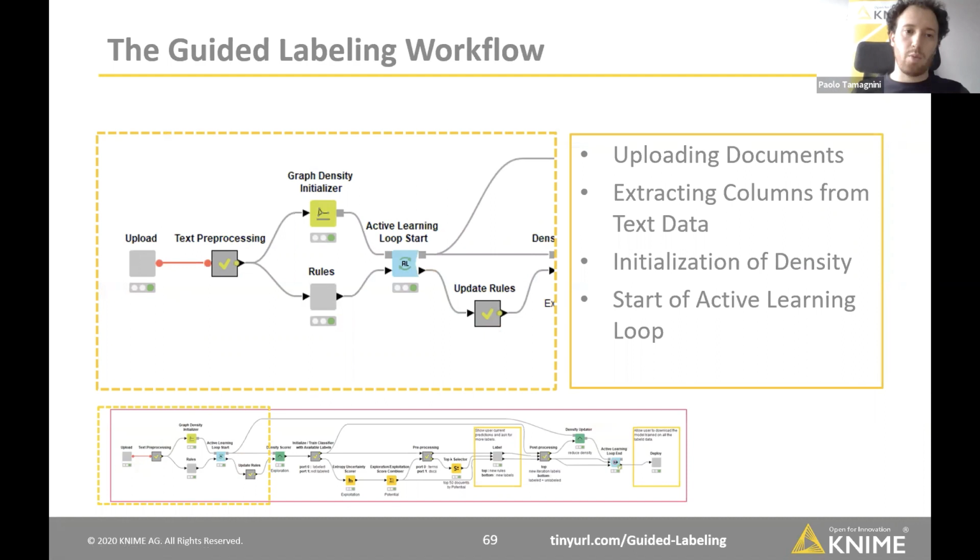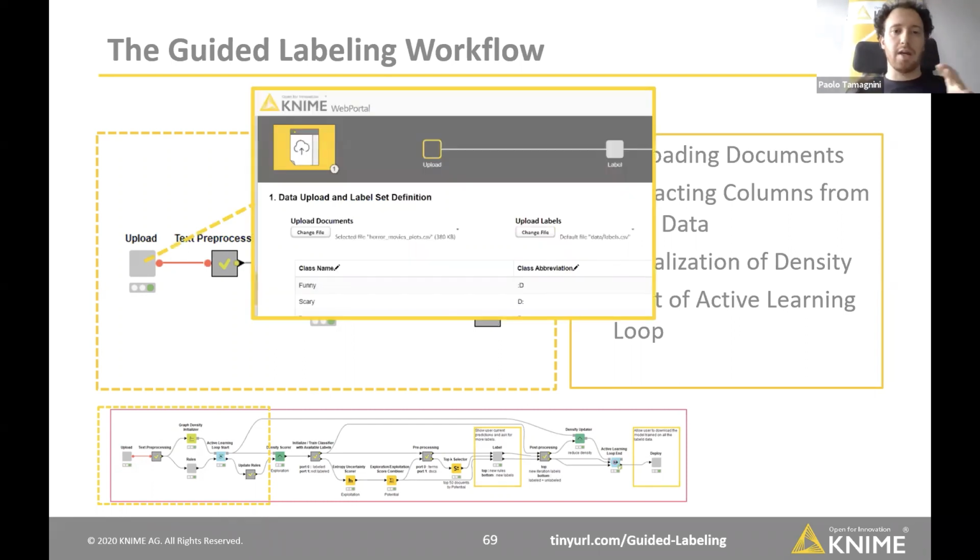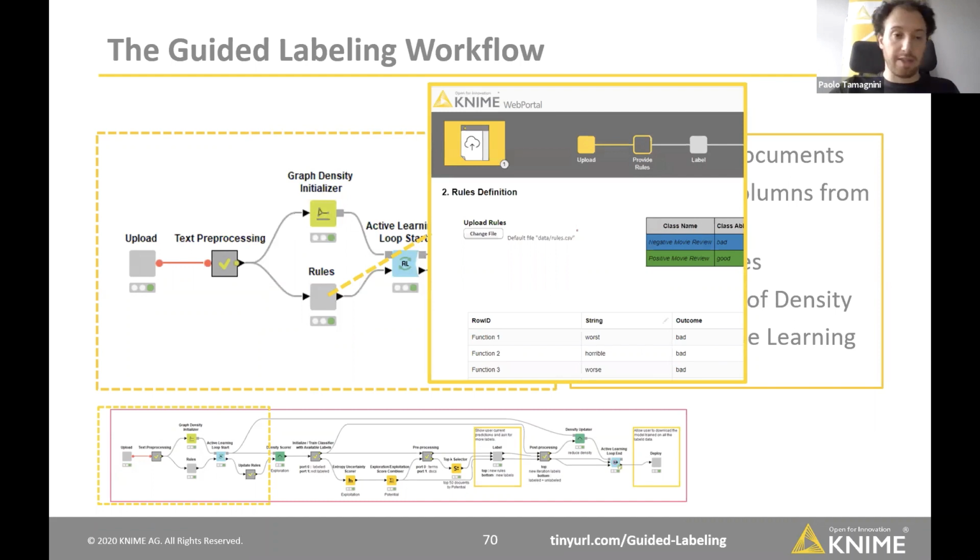So how does this workflow work? We have a first component, the upload component, which has a user interface, a button to upload the document, and a button to upload the labels, or to manually provide them on the fly. Then we have the text processing part first, where the bag of words is created, with stop words removal, stemming, all the parts necessary for text processing to then train the model.